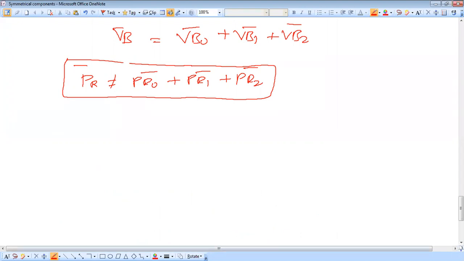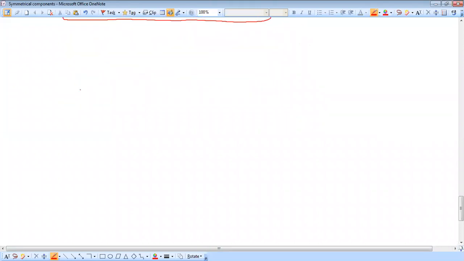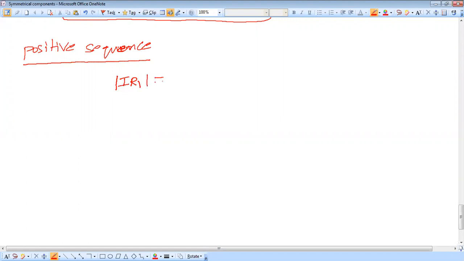Today we are going to discuss first the positive sequence component. Here it is a sequence component, it is a balanced component, so it satisfies our balanced condition. What does the balanced condition mean? All the phases are equal in magnitude, that is the magnitude of IR1 should be equal to the magnitude of IY1, which should be equal to that of IB1.